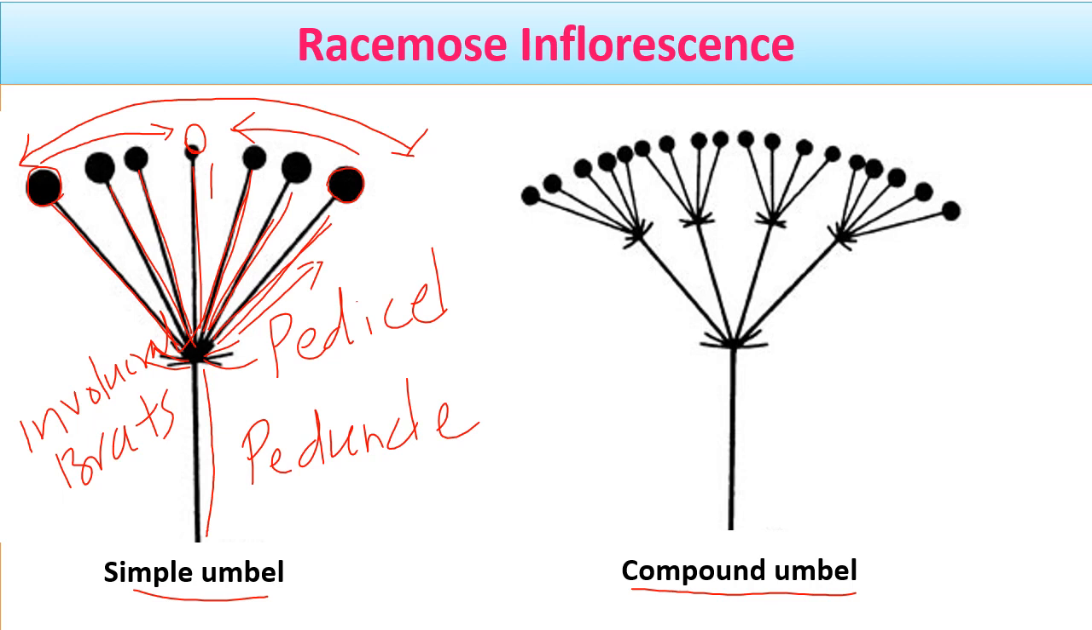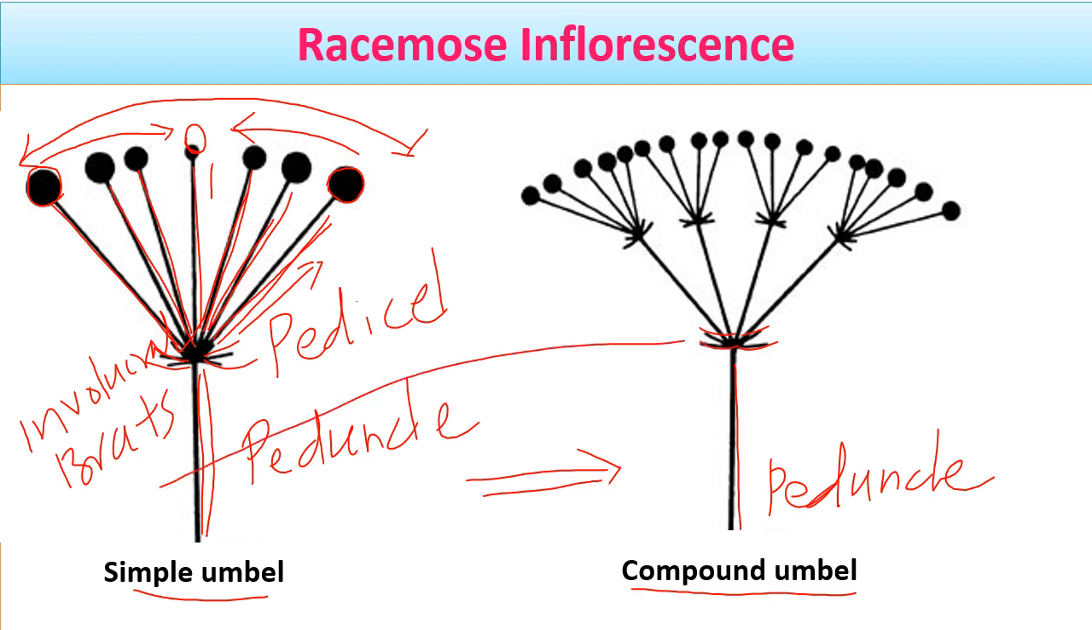The same thing you can see here, that is compound umbel, which is simply a branched umbel. Here is the peduncle. Then here bracts are there. These bracts are called involucral bracts. Now here a branched structure is there. These branched structures are called rays.